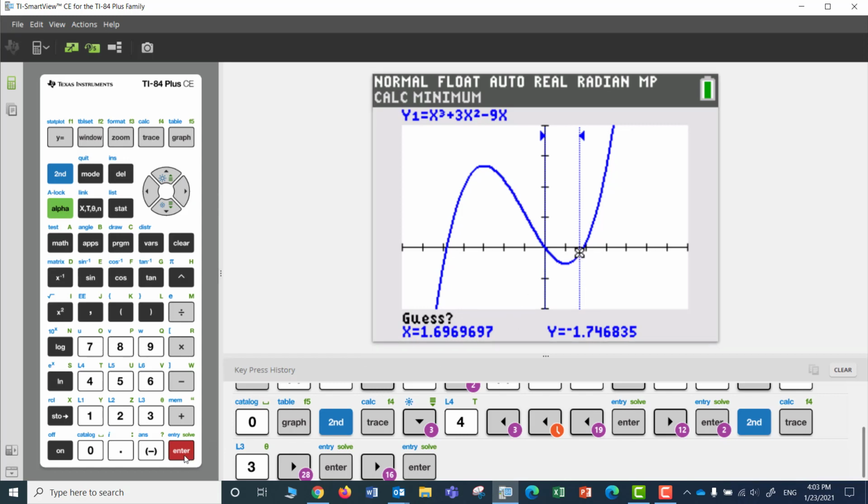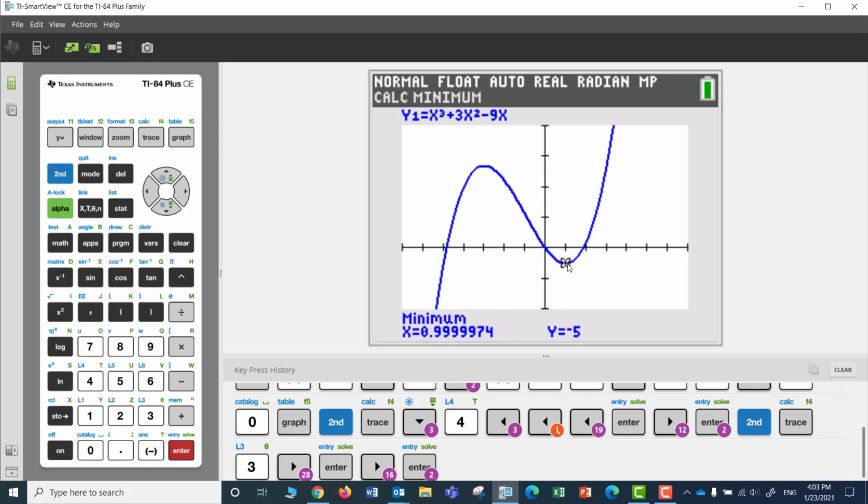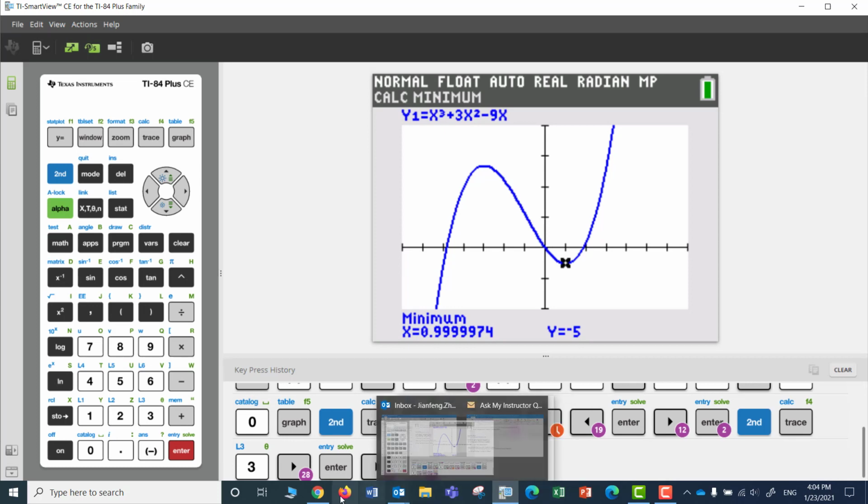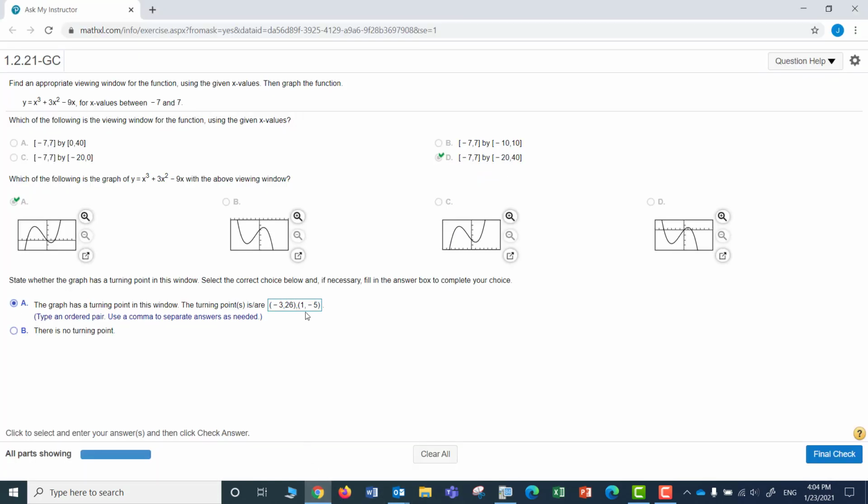Then enter a guess, push enter, and you can see the cursor jumps to the minimum value, which is 0.99999. You know the actual number is 1 for the x value, but the y coordinate is -5. So the turning point for this valley is (1, -5). So your answer is actually almost correct, but I think you're not using second trace.